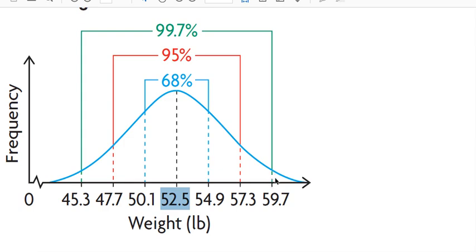And notice that a very small percentage of the data would be beyond 3. So most of the data, and actually 99.7% of all of the data, if it's normally distributed, would be within 3 standard deviations of the mean.